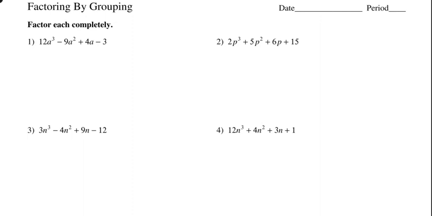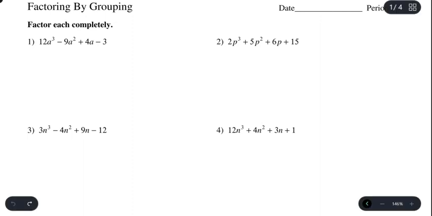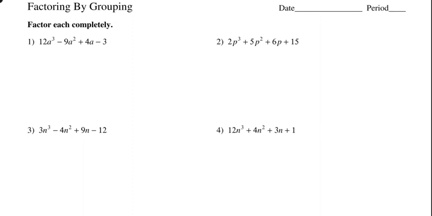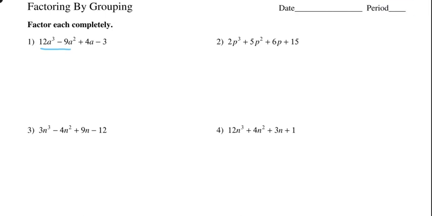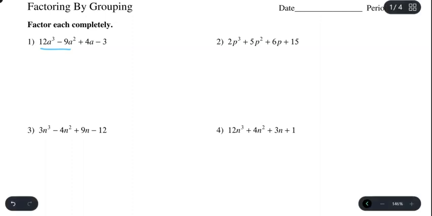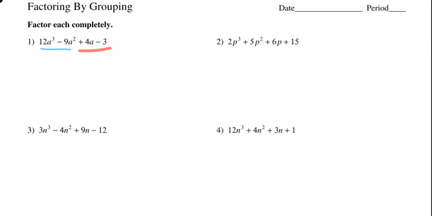When you do grouping, you want to actually group terms. That's what we're going to be doing. And sometimes you have to rearrange the terms to get the ideal group for you. But let's not do that unless we have to. So let's look at the first one. I've got 12a cubed minus 9a squared. And I'm going to group those two together, and I'm going to group these two together, 4a minus 3.